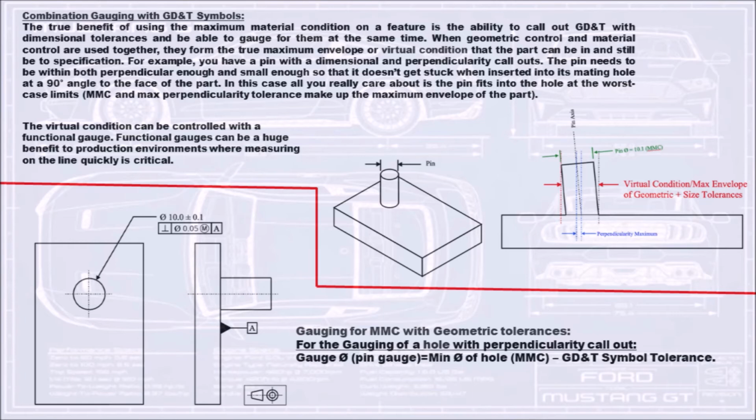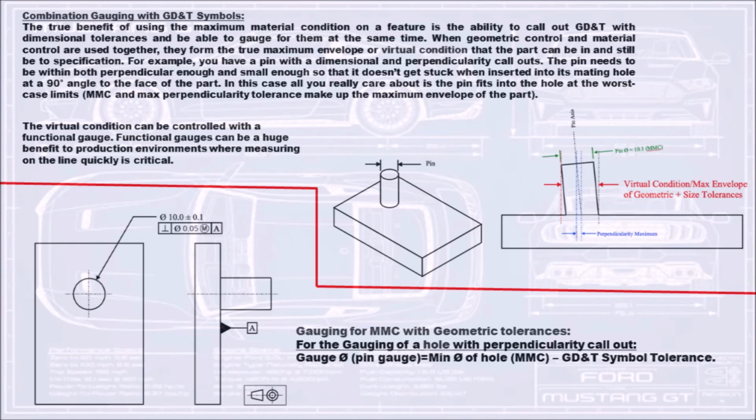For example, you have a pin with the dimensional and perpendicularity callouts. The pin needs to be both perpendicular enough and small enough so that it doesn't get stuck when inserted into its mating hole at a 90 degree angle to the face of the part. In this case, all you really care about is that the pin fits into the hole at the worst case limits. MMC and max perpendicularity tolerance make up the maximum envelope of the part. The virtual condition can be controlled with a functional gauge. Functional gauges can be a huge benefit to production environments where measuring on the line quickly is critical.